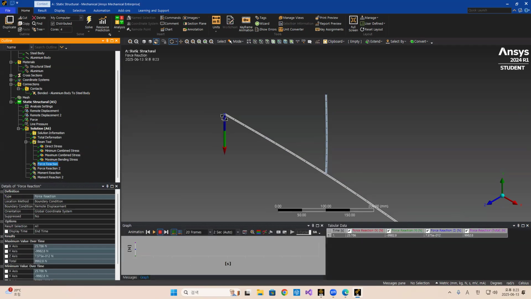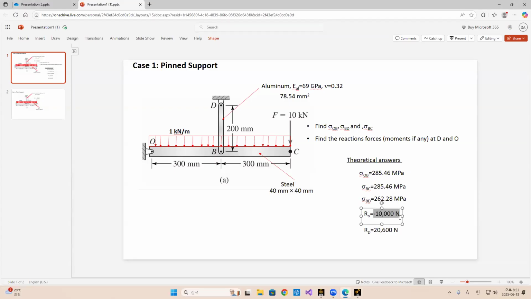And the force reaction here, you should get around minus 10,000 according to theory. Here some force we can apply: sigma Fx equal to 0, sigma Fy equal to 0 to find the force reaction. So minus 10,000 here, and the reaction here is the same, 20,600. Stress is nothing but 20,600 divided by the cross-sectional area, so you will get the same answer.